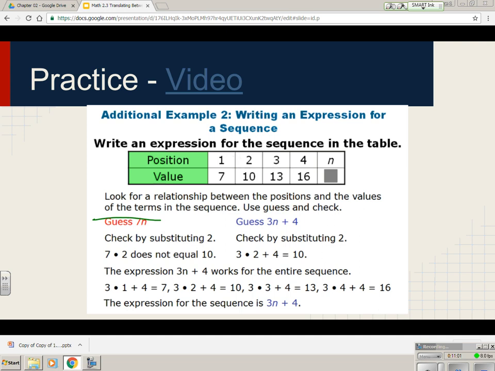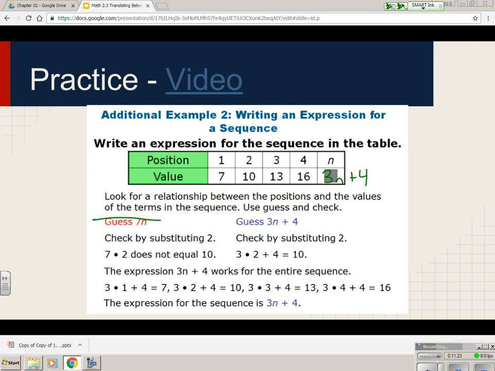So whenever we want to find n, all we have to do here is do 3n and then add 4 more to get your answer. So our expression for the sequence is 3 times n plus 4. You kind of just fish around until you find something that works. You find a pattern.